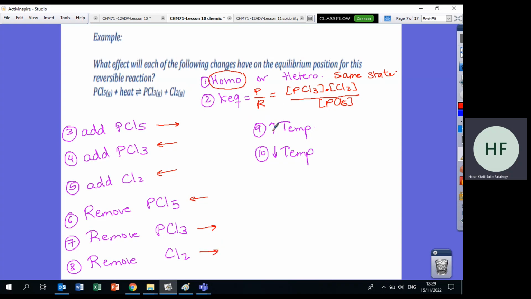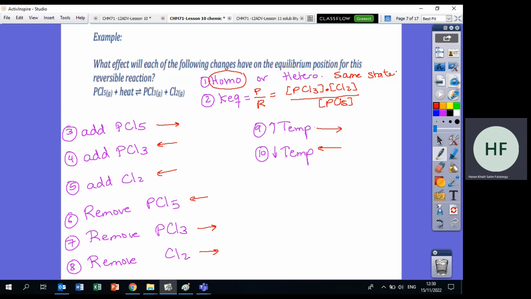Now, what happens when I increase the temperature? Notice that this reaction is endothermic because the heat is in the reactant. Okay, we increased the temperature. Where does the reaction go? This is our house. The extra, we will give to our uncle. We decreased the temperature. We don't have temperature. Our uncle will give us. So far you know the effect of adding and removing reactants and products, and the effect of temperature.